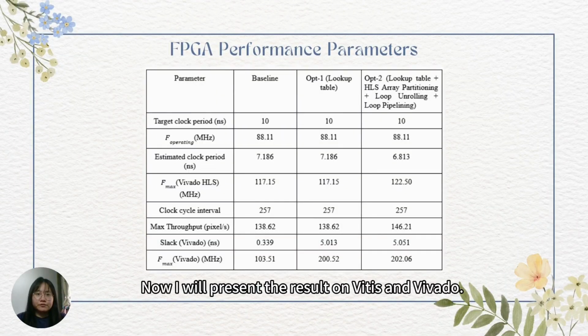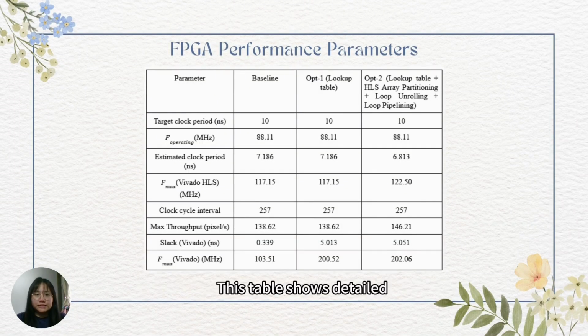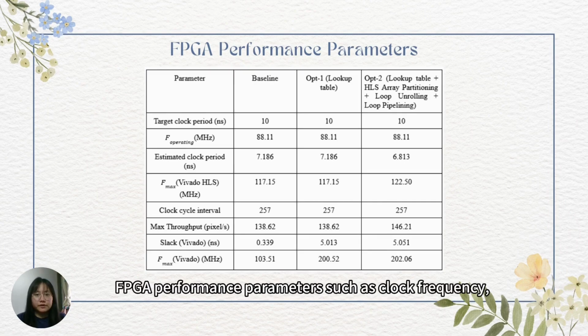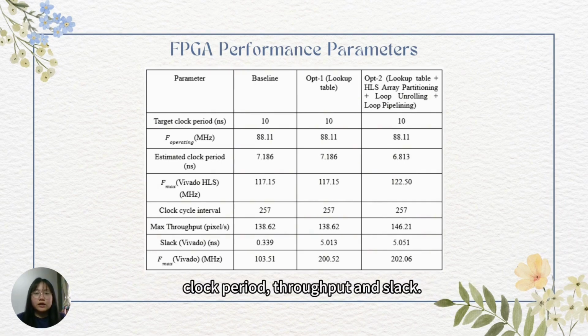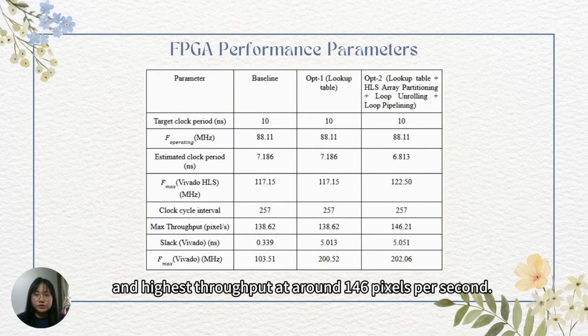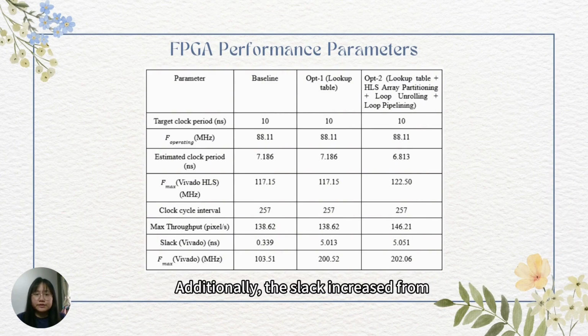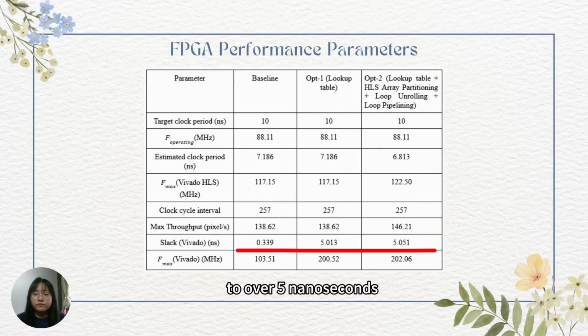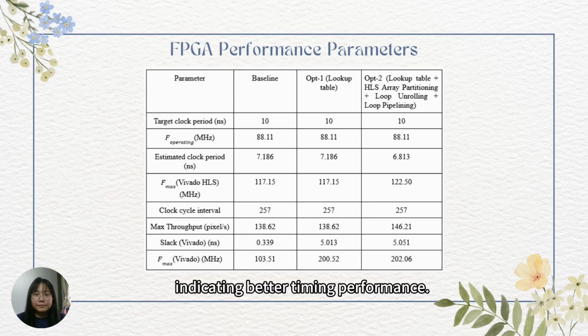Now I will present the results from Vitis and Vivado. This table shows detailed FPGA performance parameters such as clock frequency, clock period, throughput, and slack. The most important point here is that optimization 2 has the shortest clock period at 6.13 nanoseconds and the highest throughput at around 1.6 pixels per second. Additionally, the slack increased from 0.339 nanoseconds in the baseline to over 5 nanoseconds in the optimized versions, indicating better timing performance. Overall, optimization 2 provides the best speed and efficiency at the hardware level.